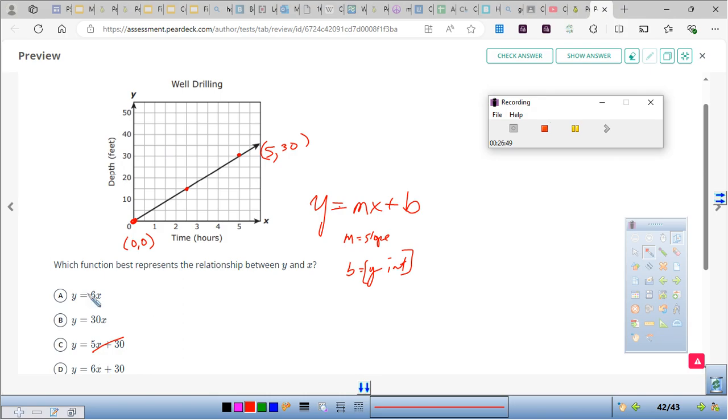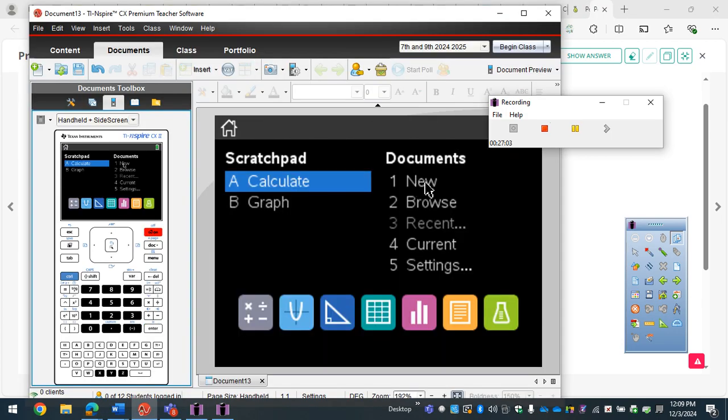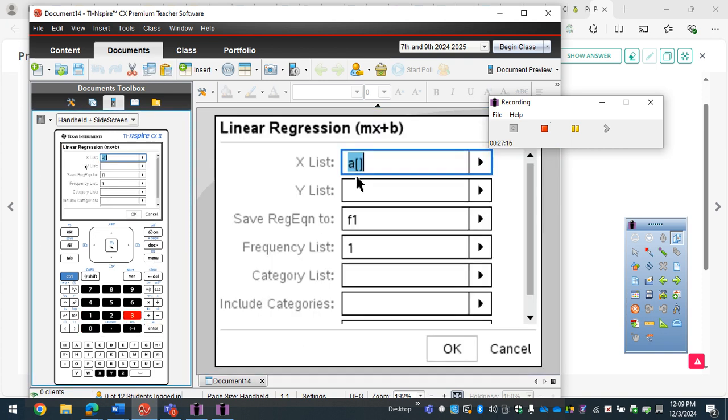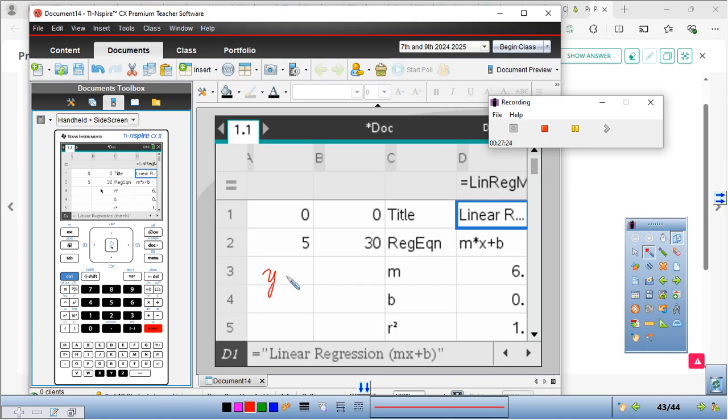So one of these down here, which equation of this line here. So basically, let's enter 5, 30 and 0, 0 in a list in spreadsheets, and go to menu, 4, 1, 3. Y is equal to 6x plus 0. We don't write the plus 0, so that's why I go to 6x.